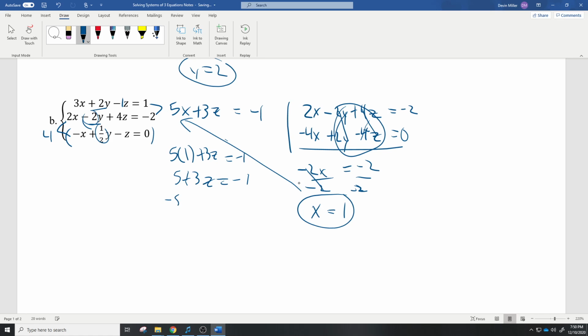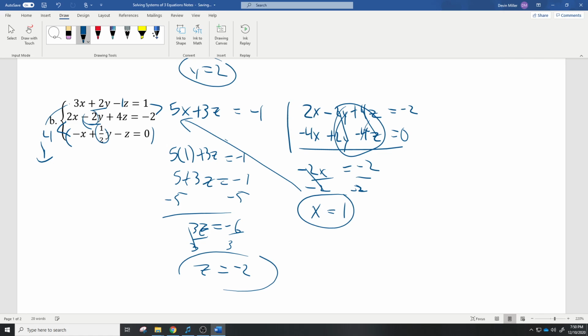I'm going to minus 5 on both sides. So we get 3z equals negative 6 divided by 3. So z value is negative 2. Now we can plug both of these back into one of the originals. I will choose, why not the first one again? So I'm going to choose this one here.